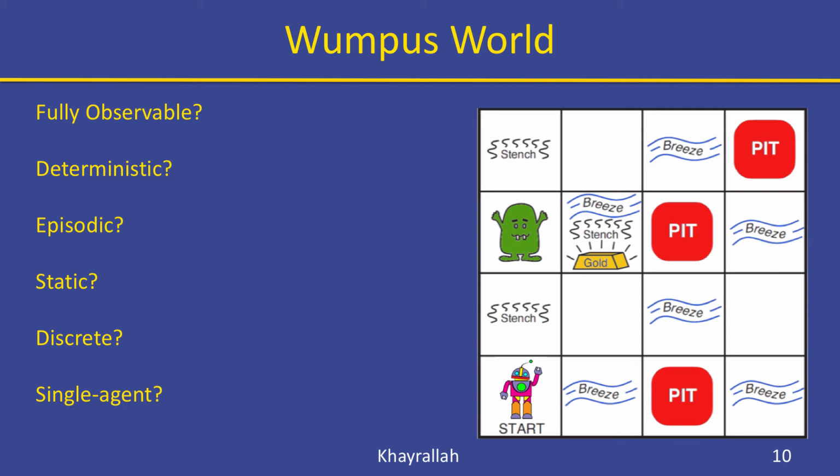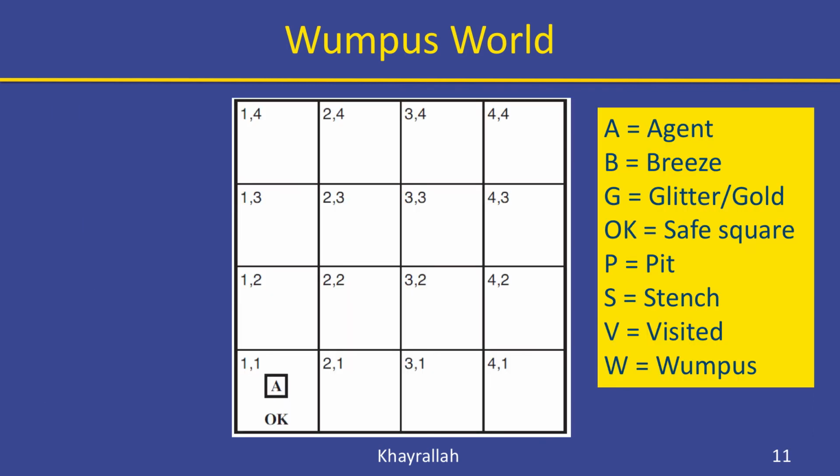Is the environment episodic? The answer is no. It is sequential. We have to get our agent from the starting point to the goal. The actions are sequential. It is static. The Wumpus does not move. It is discrete, and it is a single agent environment. So let's see how our agent can operate using logic in this partially observable environment.